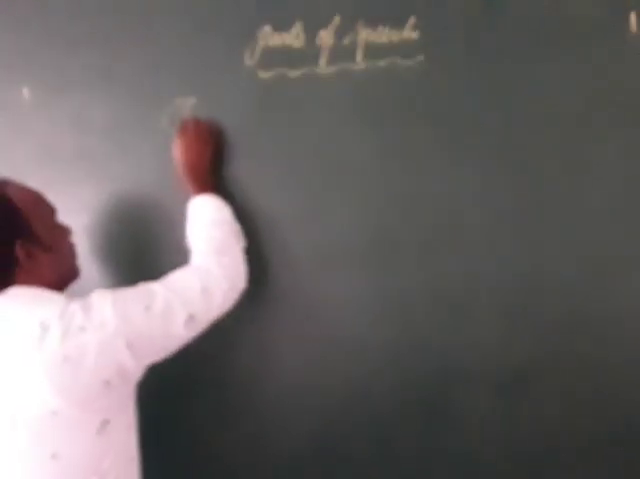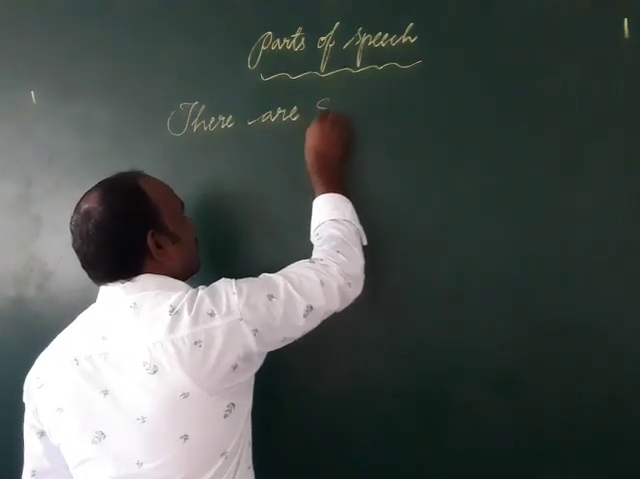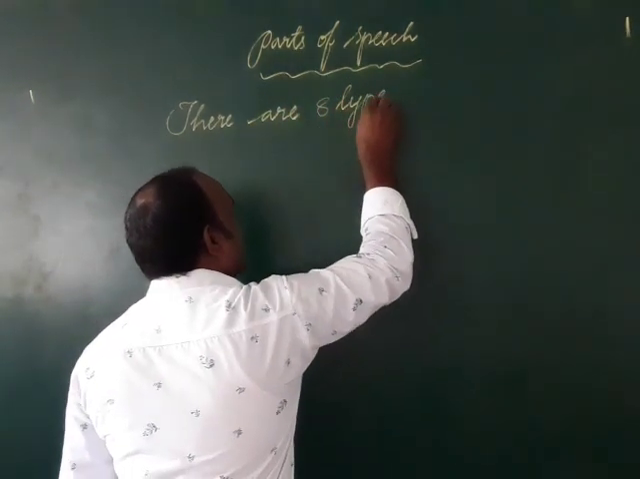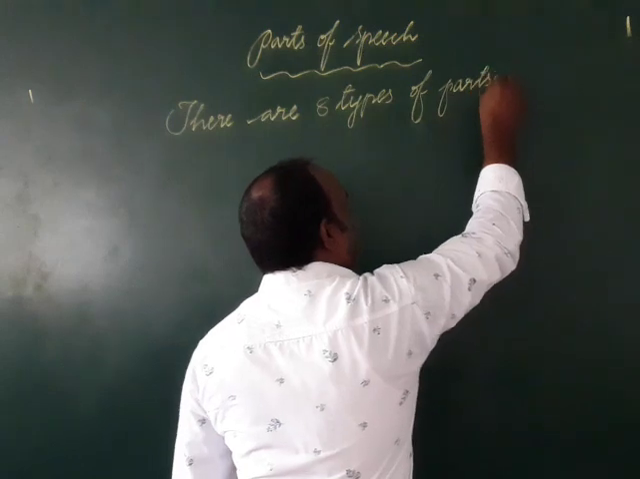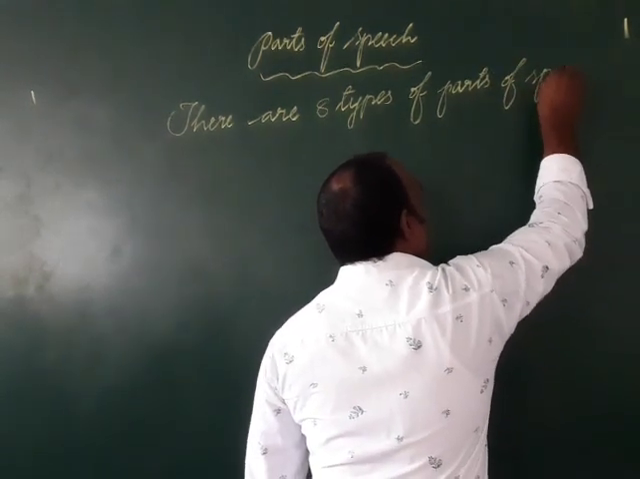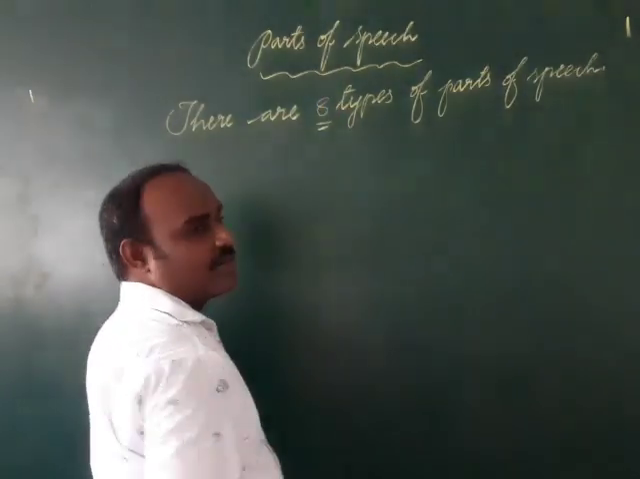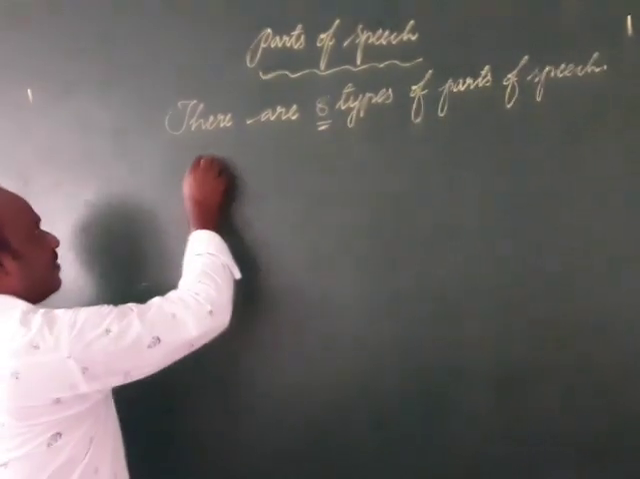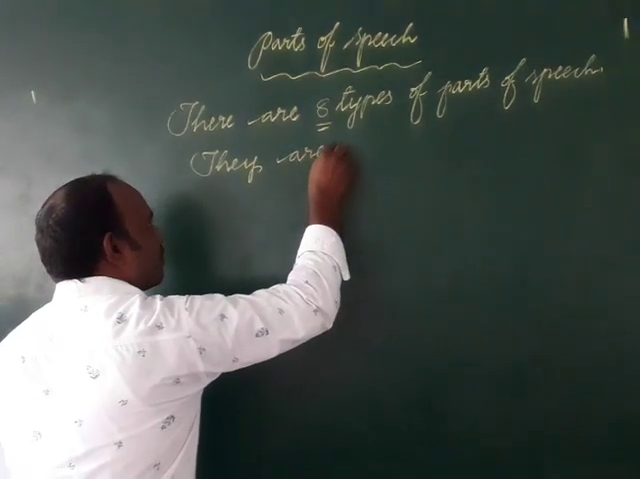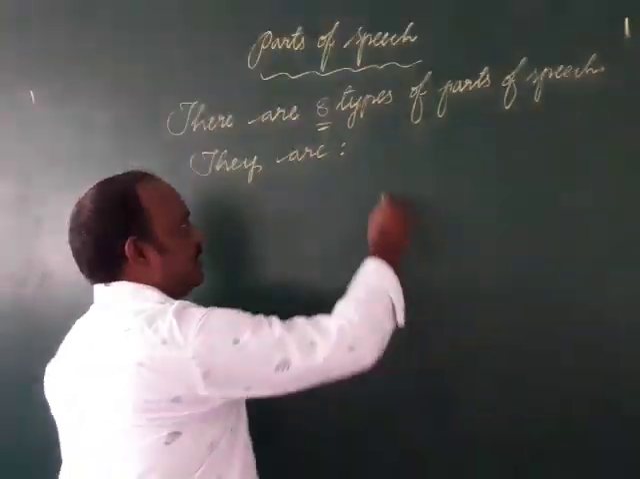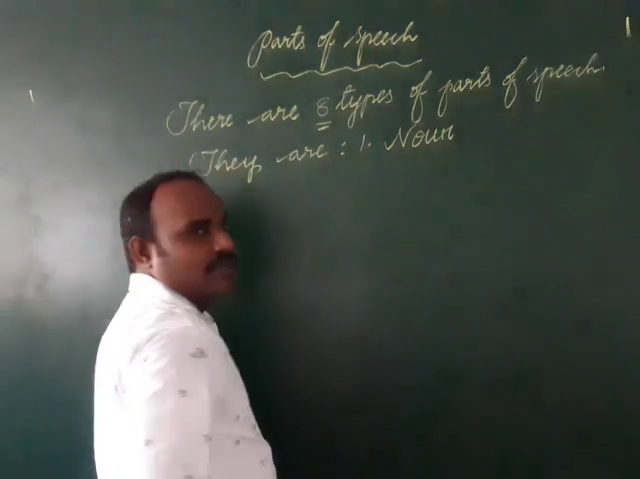There are 8 types of parts of speech in English. They are: the first one, the noun.